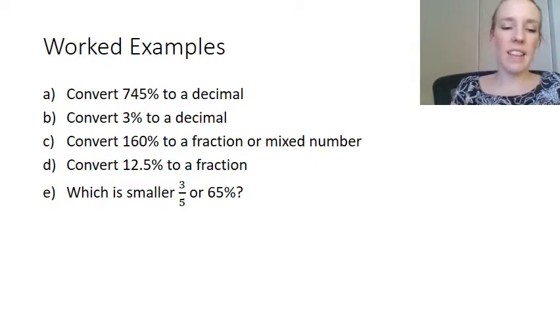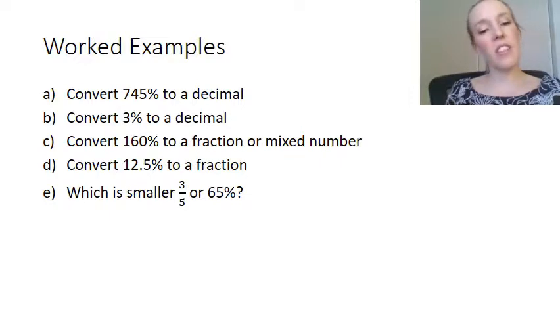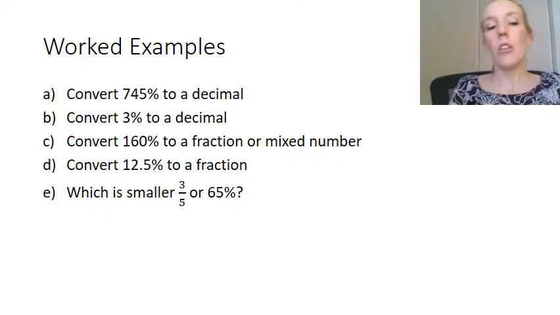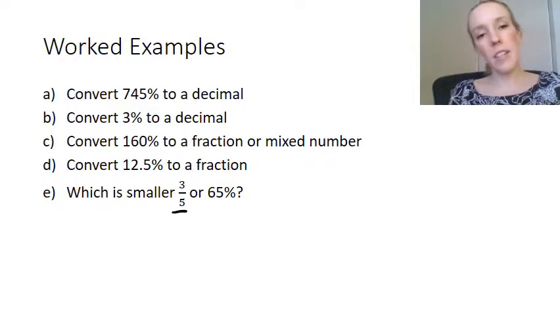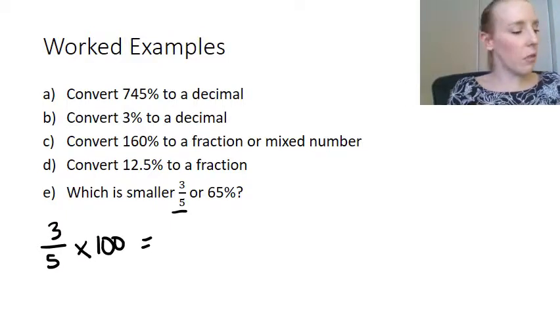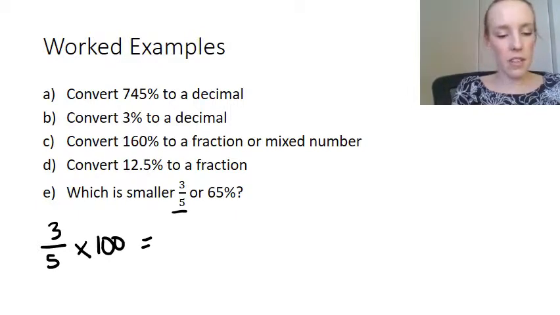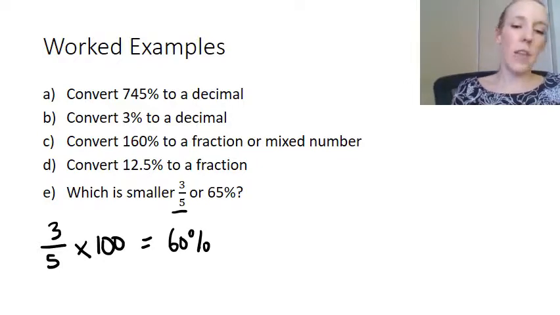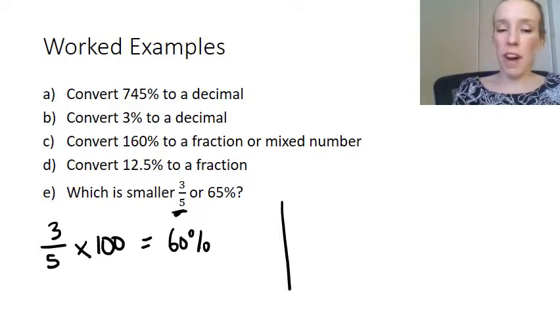Okay, our last one, E, which is smaller, 3/5 or 65 over 100. So there's two ways you can do this. You can either turn the 3/5 into a percentage or the 65 into a fraction. I'll show you both. So 3/5 into a percentage is 3 divided by 5 times 100 will give you a percentage. So 3 divided by 5 times 100 is 60%. So there we go. So our 3/5 would be smaller. Or you can change the 65% to a fraction, it's up to you.